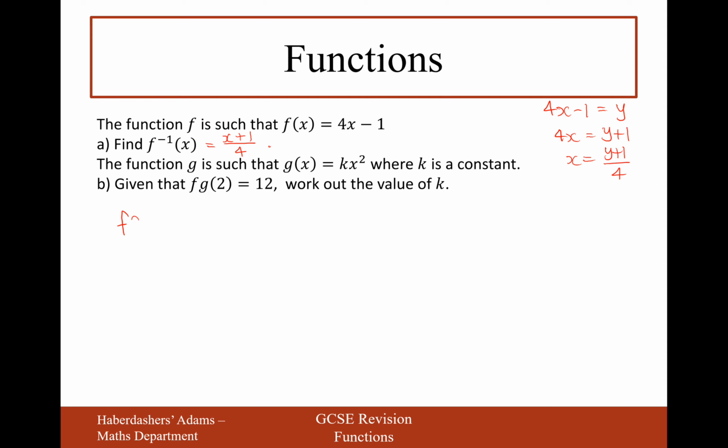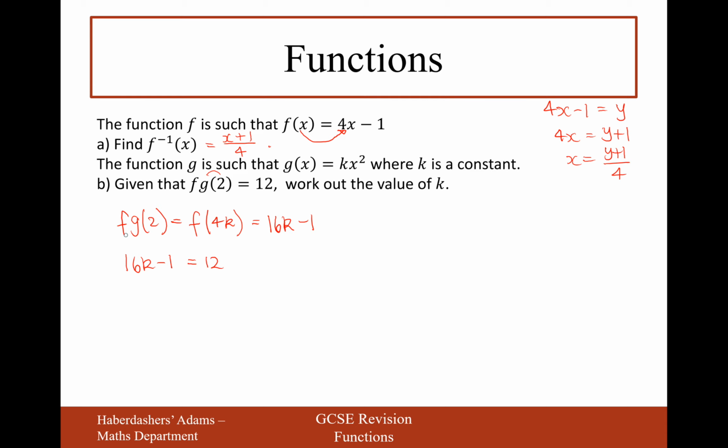So fg of 2 is going to equal f, and now we put 2 into the g function first, that's the closest letter, so that's going to make it k times 2 squared. We all know that 2 squared is 4, so it's going to make it 4k. And then we're going to put 4k into the f function where the x value is, so it's going to be 4 times 4k, that's 16k, and then minus 1. And then this thing here, 16k minus 1, is going to equal 12.